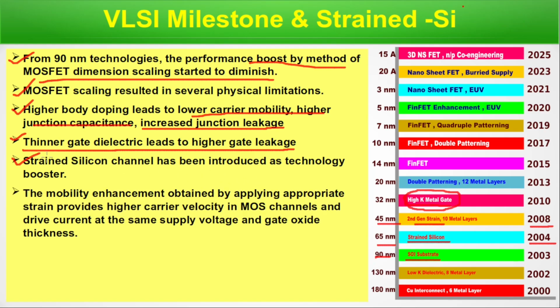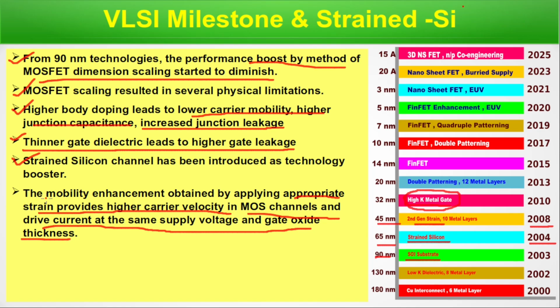We said that strained silicon basically boosts the mobility of the carriers. The mobility enhancement obtained by applying appropriate strain provides higher carrier velocity in MOS channels and drive current at the same supply voltage and gate oxide thickness. Strained material is used as a channel because the conduction is at channel. We need boosted carrier mobility at channel, not at the body. So strained layer is used as a channel material.